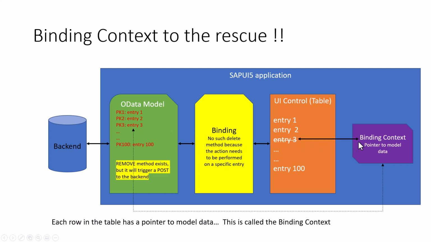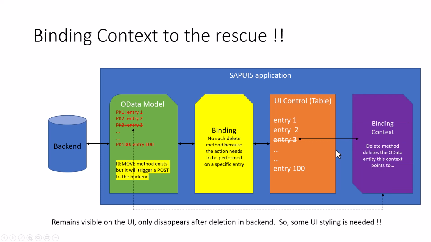So our goal is to get this binding context, and this is going to give us a pointer to the OData model. But more importantly, this binding context has a delete method. And this delete method is going to delete this row locally, and you can see that it doesn't trigger a post to the backend. So we can call the delete method on this binding context, and this is going to remove this from the OData model, or at least mark it as deleted, and then once everything looks good, you can submit the changes.